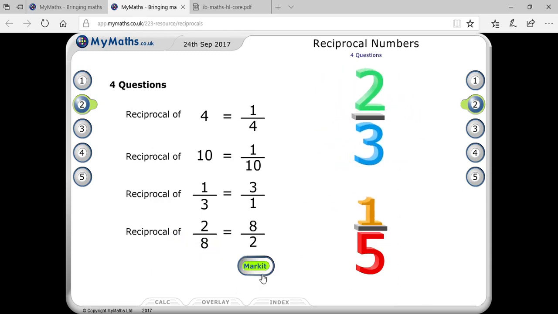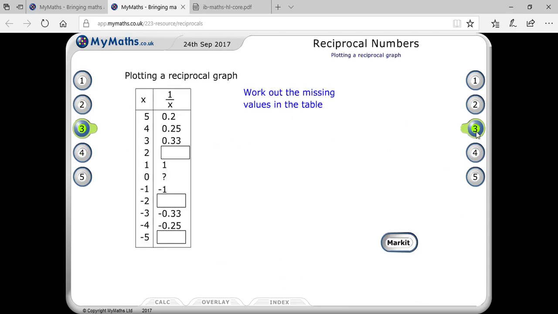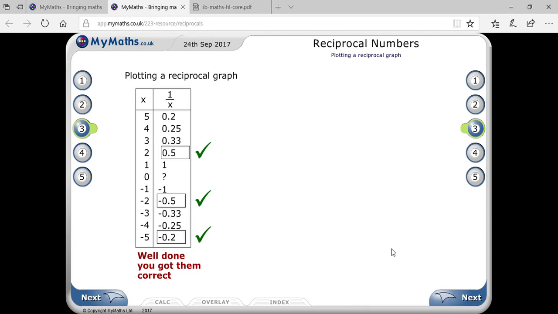Perfect score, yes, that's right. What are they asking here? Plotting a reciprocal graph. So here 0.5, 1 by 2, that is 0.5. And minus 0.5. And minus 0.2. Yes, all that's right.